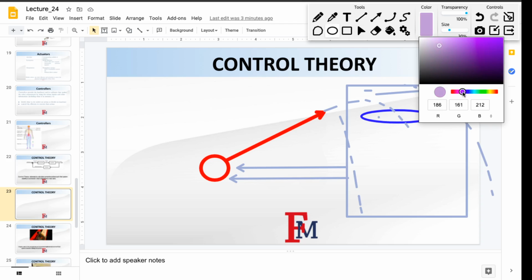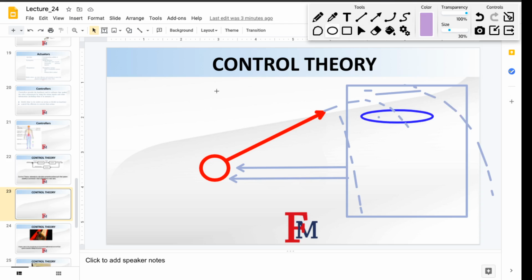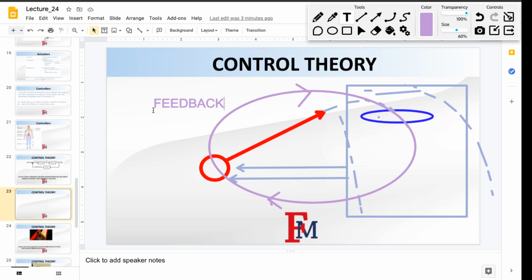So let's make this color. Okay, so it creates a cycle. You do something to the environment, and the environment gives you back the feedback, right? And how do you do that? You sense it with your eyes. That is something called the feedback loop, and it is very important in control theory. And of course, that's impossible if your eyes are closed.